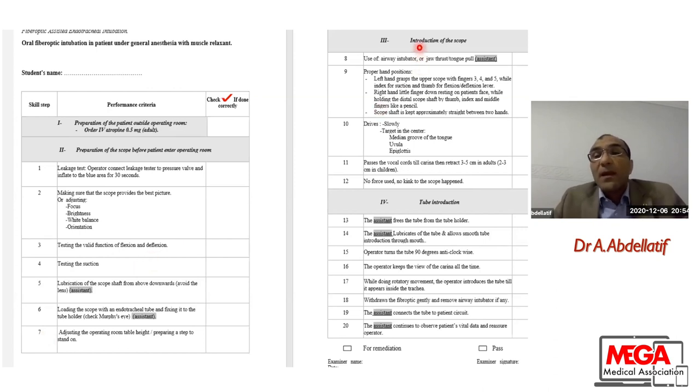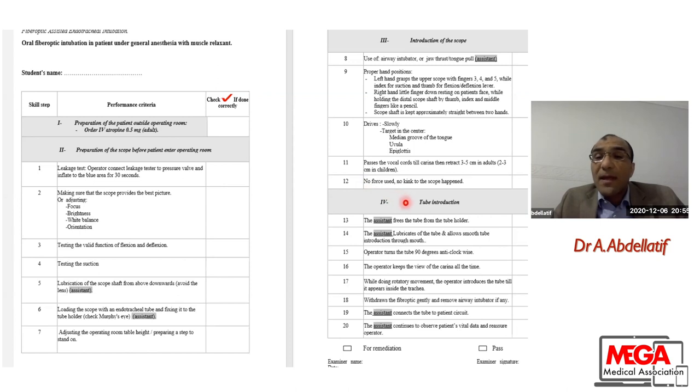Then the introduction of the scope. As we mentioned before, either oral or nasal route. Here we can use an airway intubator, or ask the assistant, a skillful assistant, to make a jaw thrust or a tongue pull method for us. Then proper hand position, as we saw in the previous pictures. Then I have to drive slowly, targeting the center, median groove of the tongue, the uvula, then epiglottis, then go through the vocal cords, no force, no kink of the scope while driving.